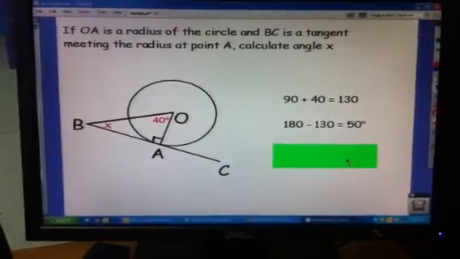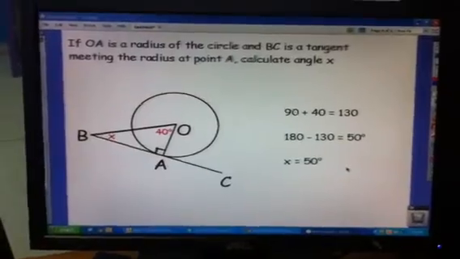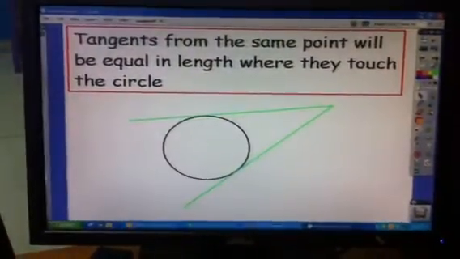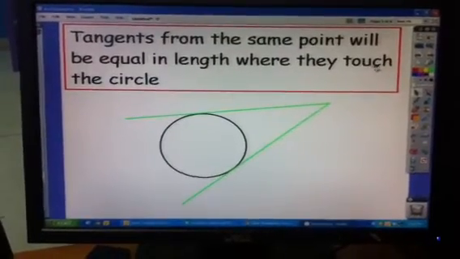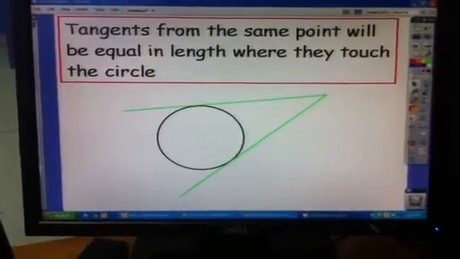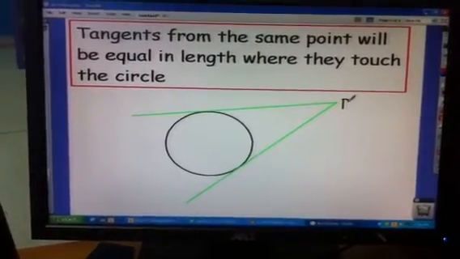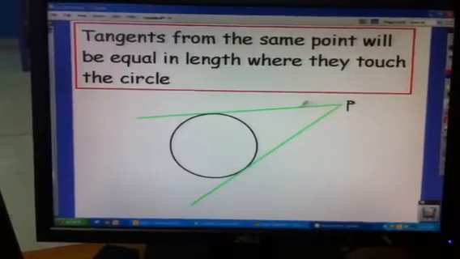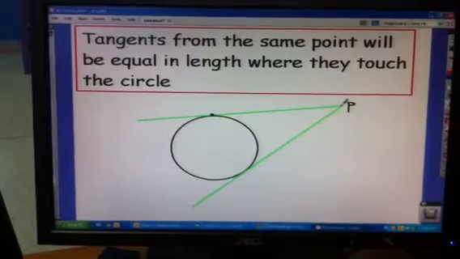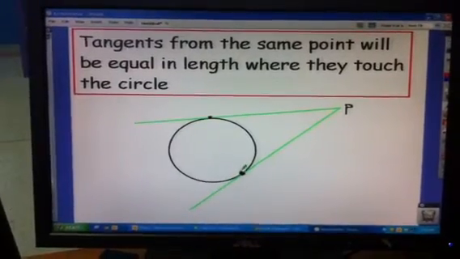Good. So the angle I want, angle X, is 50 degrees. Okay. And the second theorem that you need to know: tangents from the same point will be equal in length where they touch the circle. So from this point here, which we can call P, the distance from P to where it touches the circle here will be the same as from P to where this tangent touches the circle here.